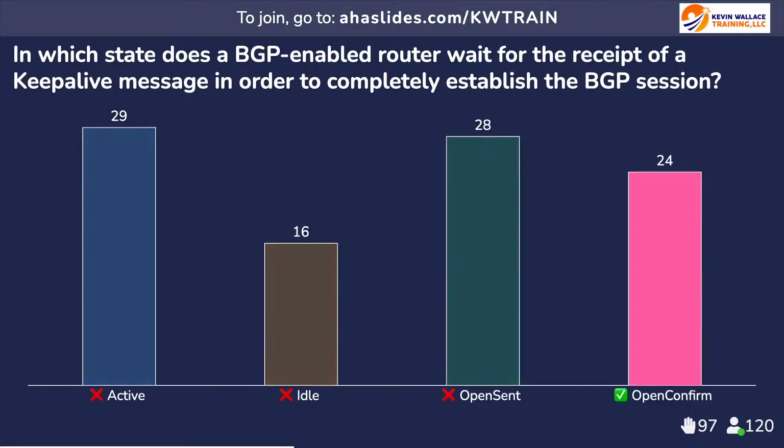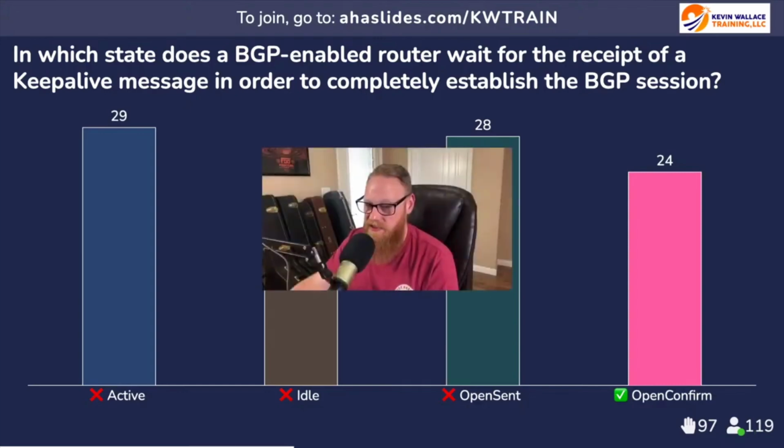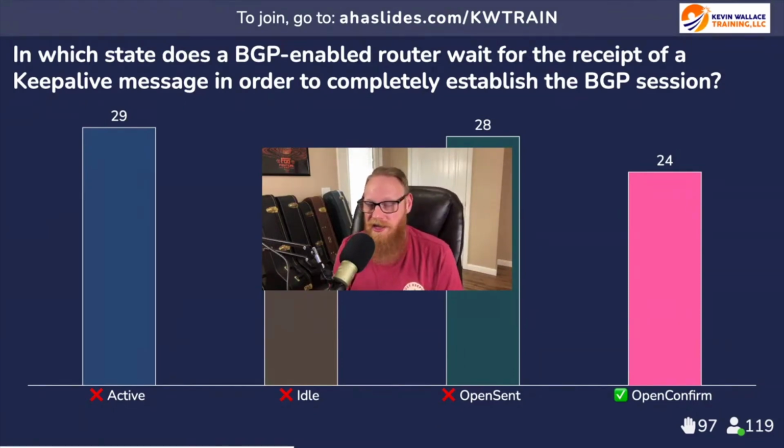And the answers are in. Again, pretty balanced across the board. The correct answer is open confirm. That's definitely one of those tricky ones. Knowing those BGP states is just one of those things that unfortunately you gotta take the brain space and commit to memory, and it's challenging. I admit that it's very challenging to try to memorize those.